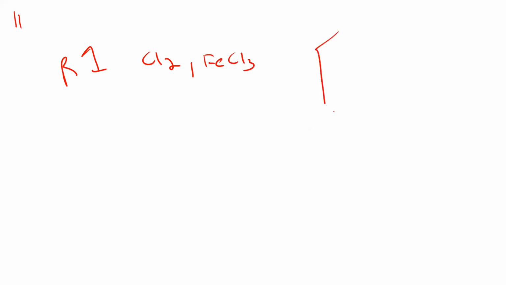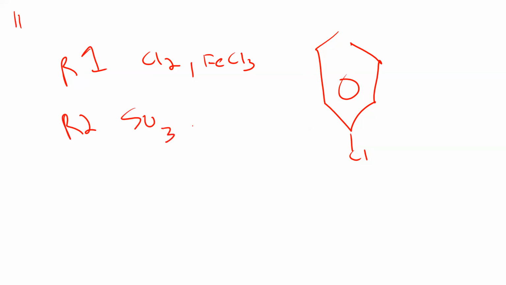So our intermediate will just be chlorobenzene, right? And this is an ortho para director, so then it can put the sulfur group in the para position. Now, if we start with the sulfur group, we'd have to put the chlorine in the meta position, so that's why it doesn't work out the other way around. So then we're going to put R2 as SO3, H2SO4. That's it. So that should get you where you want to go.